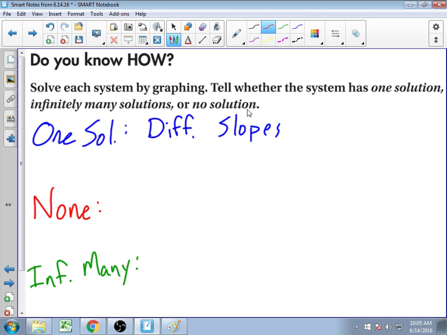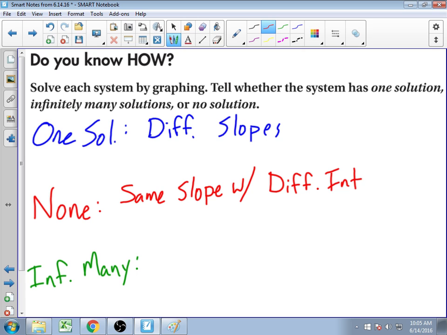So a solution point is where one line hits the other line, right? So think about when would there be no intersection between lines? They were parallel. Same slope with different intercepts. I'll go ahead and write that out.